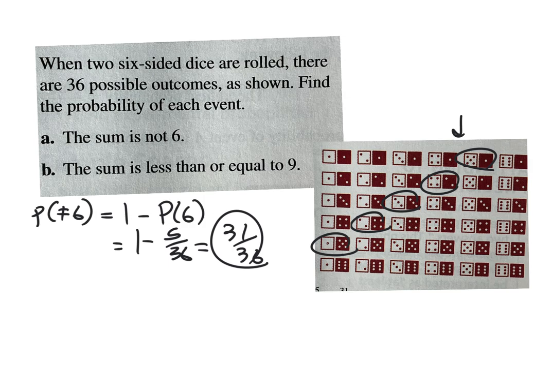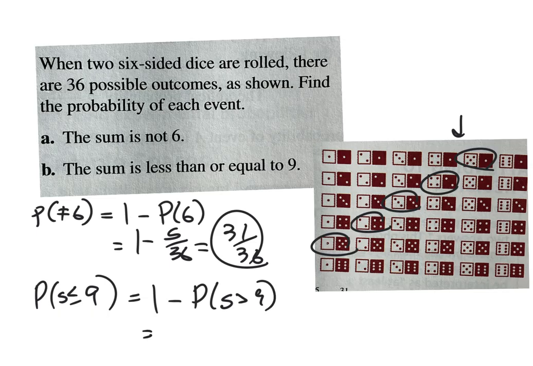So the second one, the sum is less than or equal to 9. So we're wanting the probability the sum is less than or equal to 9. We'll put S for sum. Instead of doing that, because that'd be a lot to count, I'm going to do 1 minus the probability the sum is greater than 9.